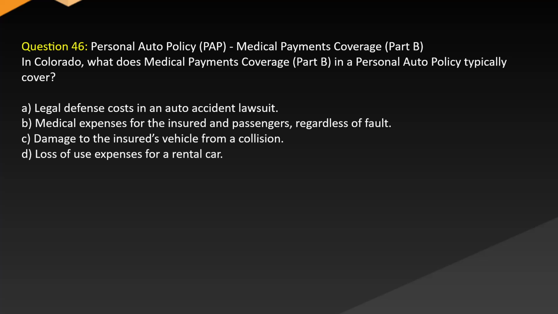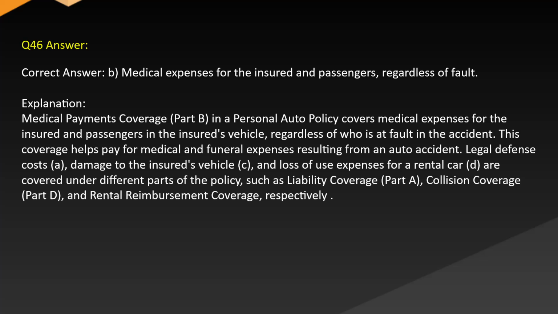Medical payments coverage, Part B, in Colorado. What does medical payments coverage, Part B, in a personal auto policy typically cover? A. Legal defense costs in an auto accident lawsuit. B. Medical expenses for the insured and passengers, regardless of fault. C. Damage to the insured's vehicle from a collision. D. Loss of use expenses for a rental car. Correct answer: B. Medical expenses for the insured and passengers, regardless of fault.